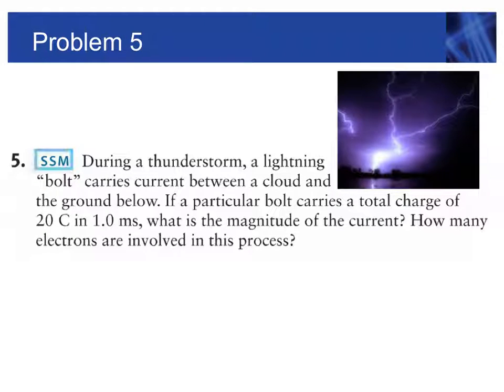Let's solve another problem, problem 5. During a thunderstorm, a lightning bolt carries current between a cloud and the ground below. If a particular bolt carries a total charge of 20 coulombs in 1 millisecond, what is the magnitude of the current? How many electrons are involved in this process?